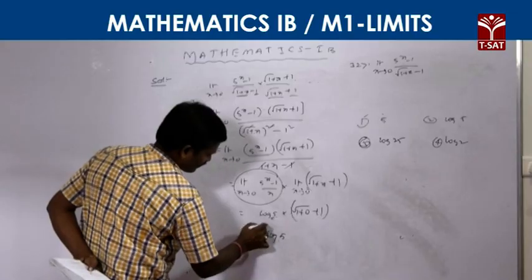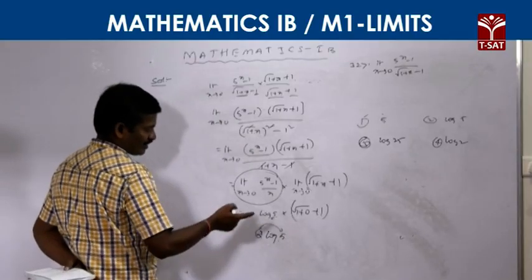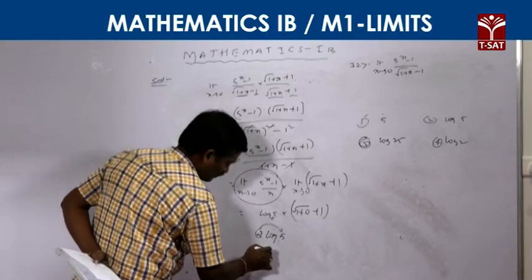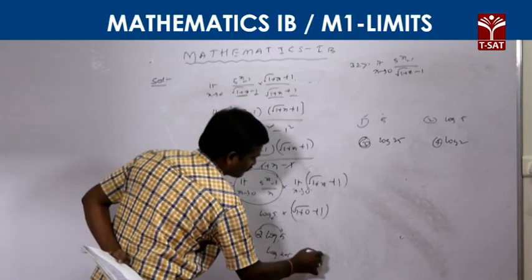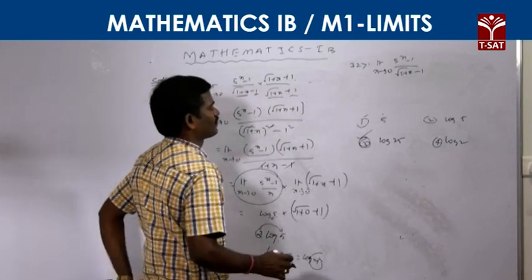So this 2 can be written as log m; log a can be written as log a power m. So log 2 into 5, 25. So log 25 is the answer. Log 25, the third option is the correct option.